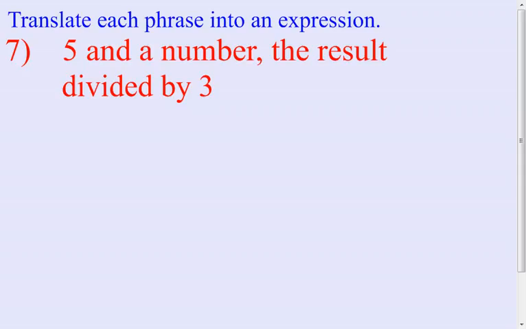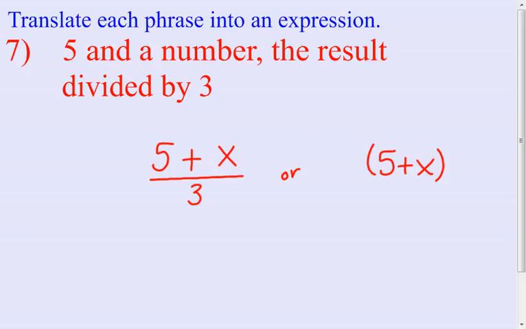5 and a number. So now I'm taking 5, and "and" means to add a number to it. A lot of you will write that as x plus 5 too. And the result, so that means that whole quantity, the whole quantity 5 plus x, has to be divided by 3. That's one way to write it. Or, and most of you won't do this, but some of you will take 5 plus x and realize that dividing by 3 is the same as multiplying by 1/3. So you can write it like that as well. Make sure if you're going to do it like that, though, you have to have it in parentheses.